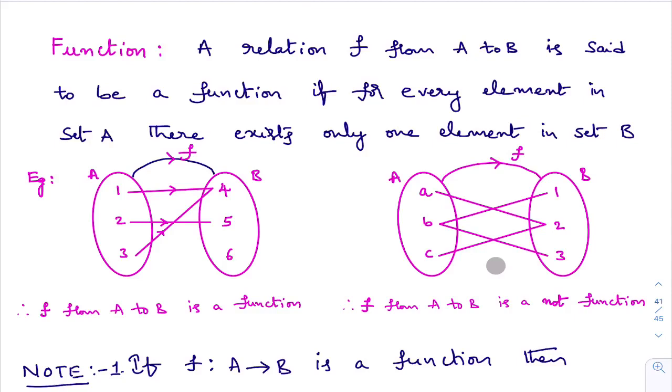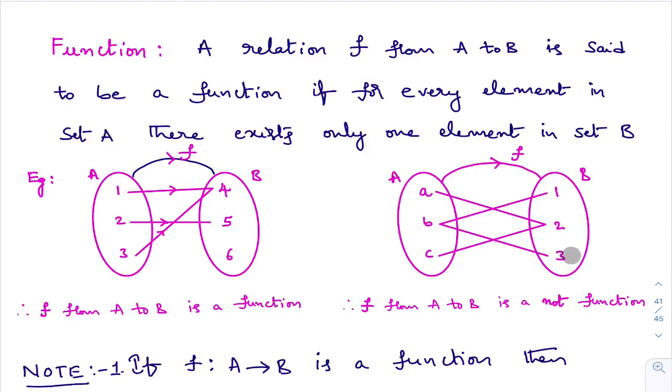In other words, to check the function, we can use this sentence: every element in set A is used, and it is used only once. But you see, the element b is used, but it is used twice. So we can say this is not a function, or else as per the definition, for every element in set A, there exists only one element in set B. But here, for the element b, there exist two elements in set B.